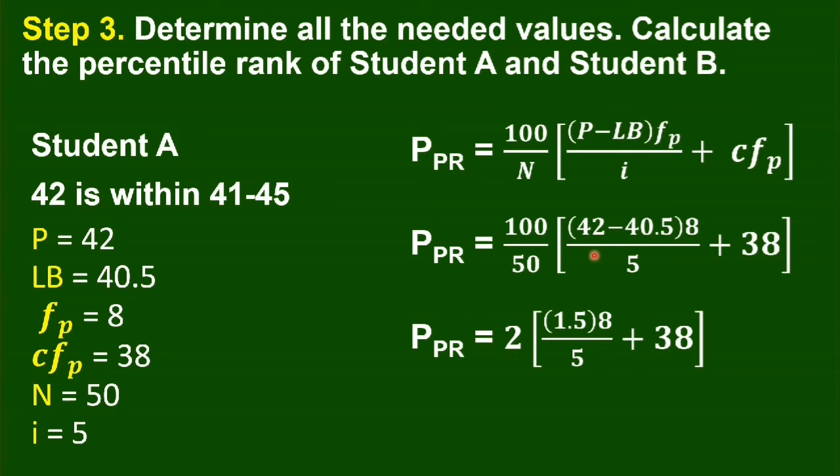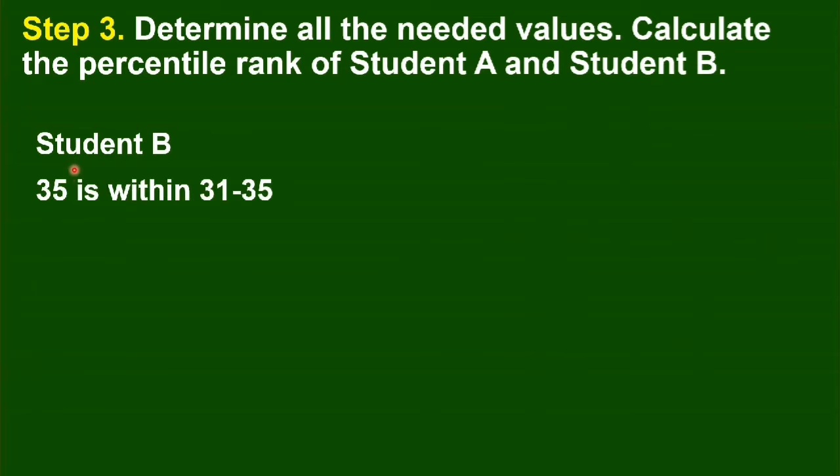Now, evaluating the values inside the parentheses, we have 42 minus 40.5. It's equal to 1.5 times 8. You divide this by 5. Then add the result to 38. After which you multiply the result by 2. So the percentile rank would be 80.80. For student B, the score is 35, which is within the class interval 31 to 35.